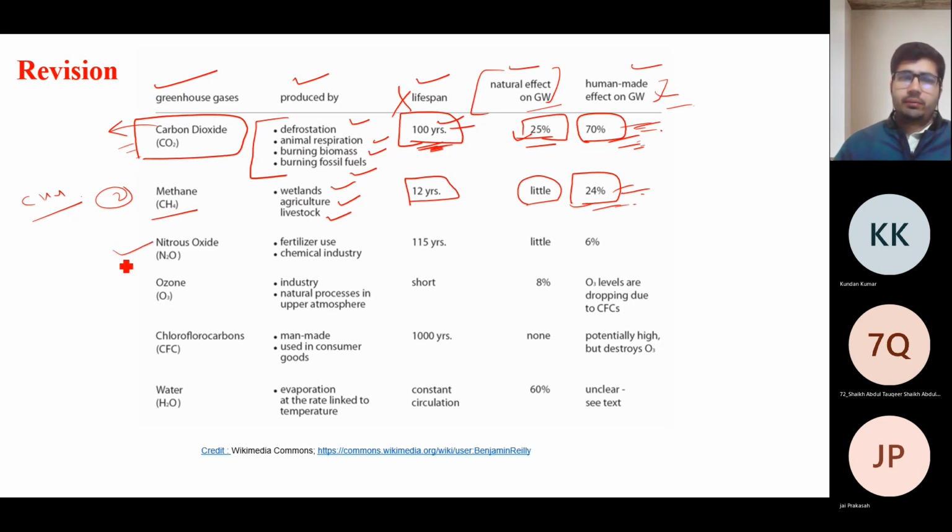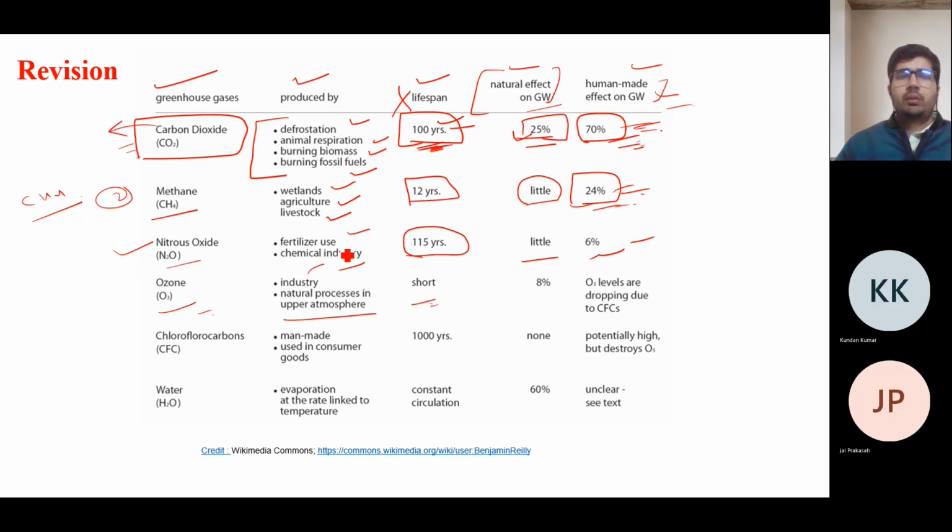Nitrous oxide, N2O, comes from fertilizer use and chemical industries. Again, the lifespan is 115 years, very high. The effect on global warming is a little from natural effect and 6% from human-made. Ozone comes from industry and natural processes in the upper atmosphere, and its lifespan is very short.